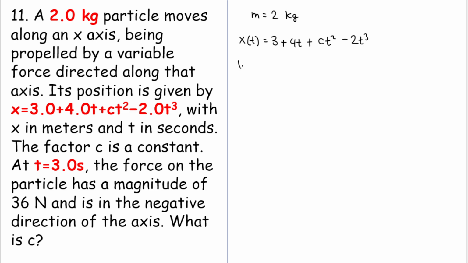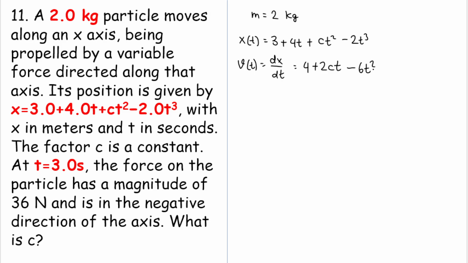We can get the velocity v(t) by differentiating the position with respect to time, dx/dt. Now let's derive this. The derivative of 3 is 0. The derivative of 4t is 4. The derivative of ct^2 is 2ct, and the derivative of -2t^3 will be -6t^2, right?